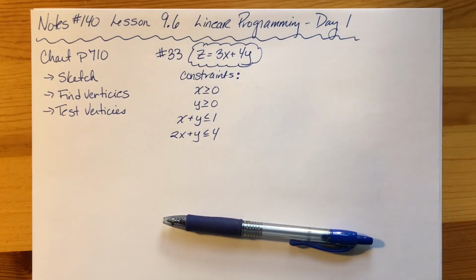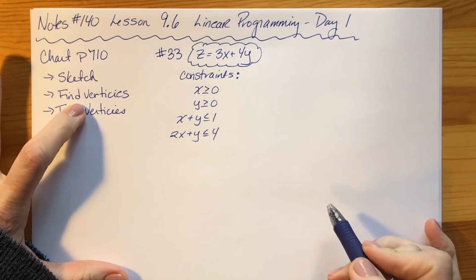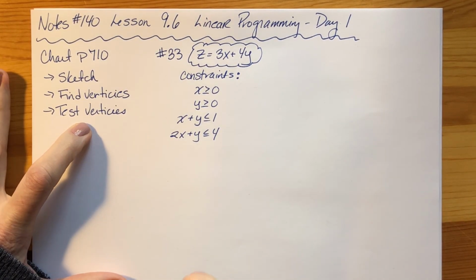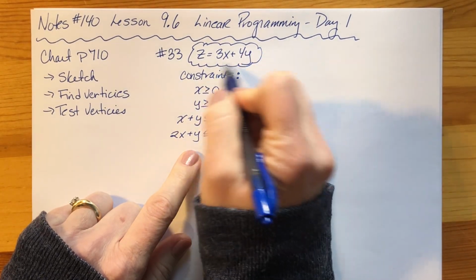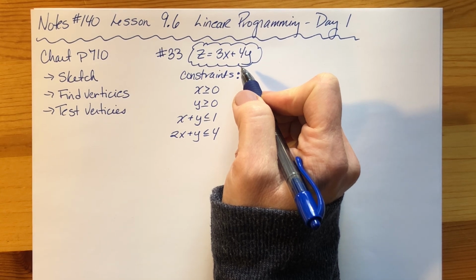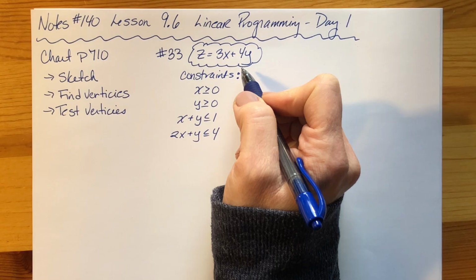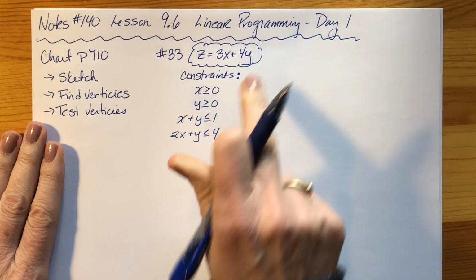Okay, so I have an example for us. It's number 33. What we're going to do is first take our constraints, sketch them, find the vertices of the constraints, and then test them in the objective function, just like it says in the book. So we want to find the maximum value. Let me see what they want. Number 116, our objective function. So they want us to find the minimum and the maximum for our objective function.